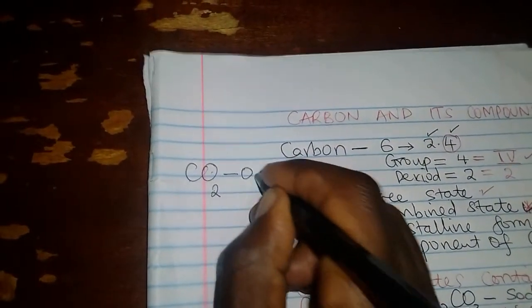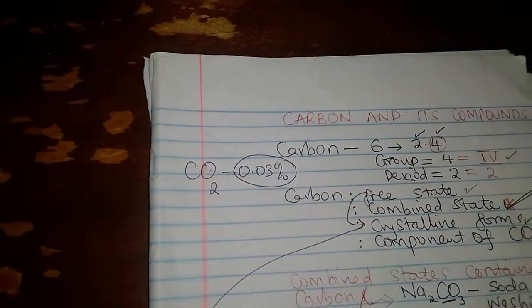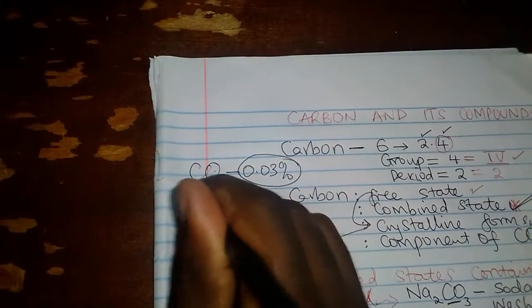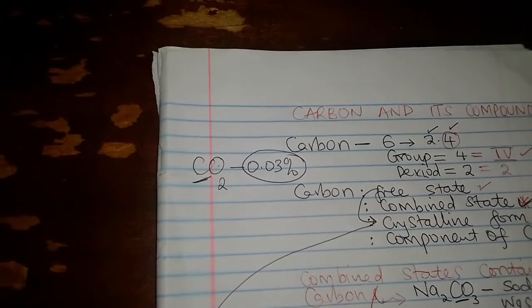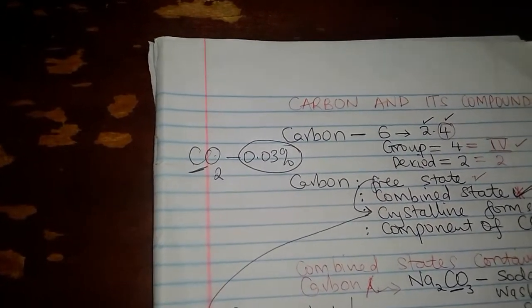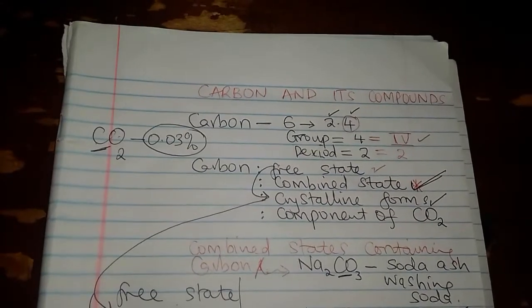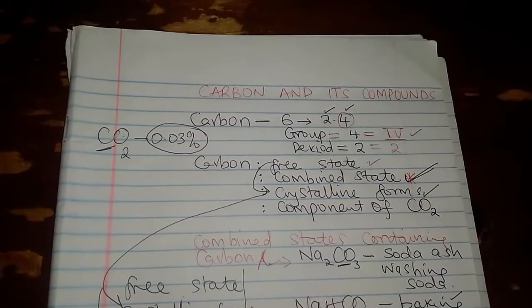This carbon dioxide has an average composition of 0.03% in air. You can see the carbon here. So carbon 4 oxide or carbon dioxide, forming 0.03% of air, can also be a source of carbon as far as what I'm discussing is concerned. So you should take note of that.